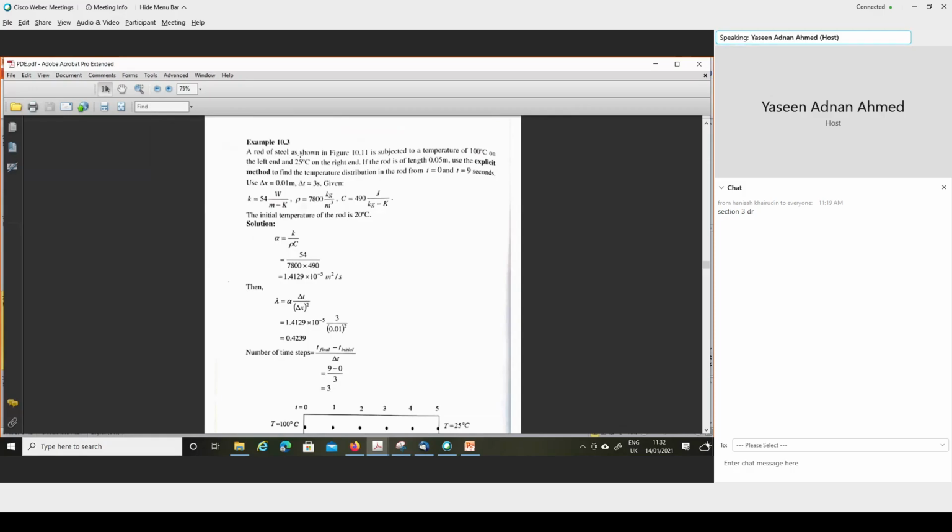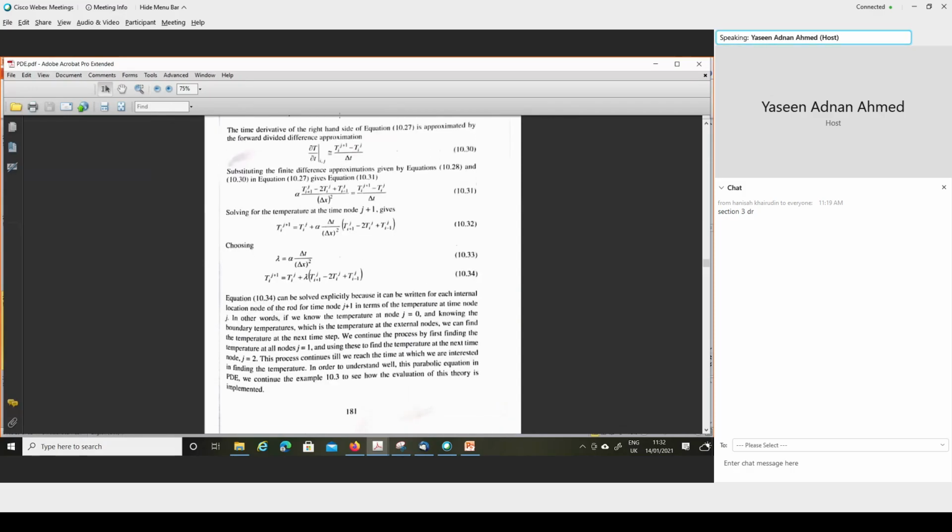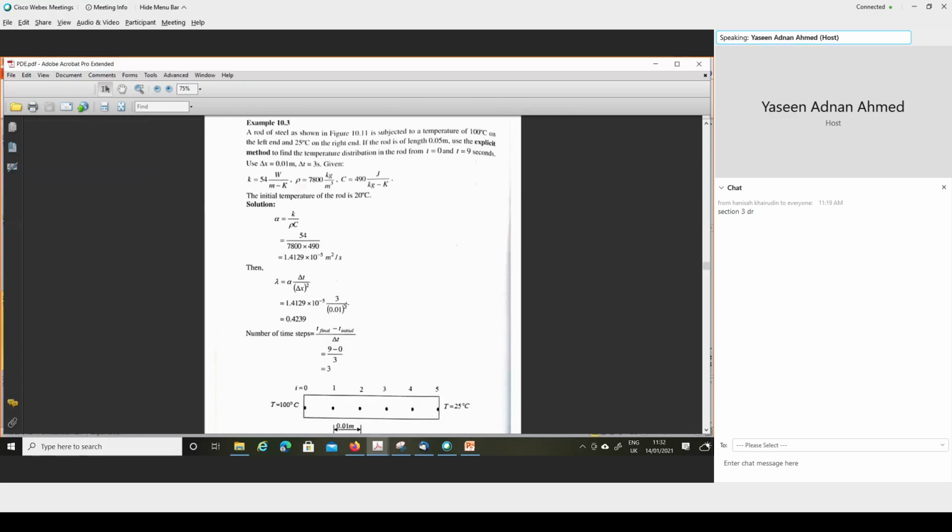Okay, so here you can see the rod of steel shown in the figure. This one is subject to a temperature of 100 on the left hand side and 25 on the right hand side. If the rod is of length 0.05 meter, use the explicit method to find the temperature distribution. Distribution means how the T changes with the x. It means you have to find out the temperature at different positions, and also the distribution from t equal to 0 to t equal to 9. It means the change in the temperature with respect to time.